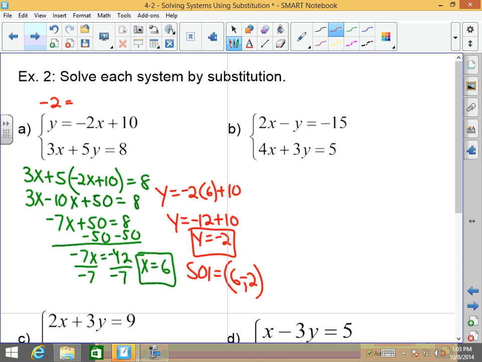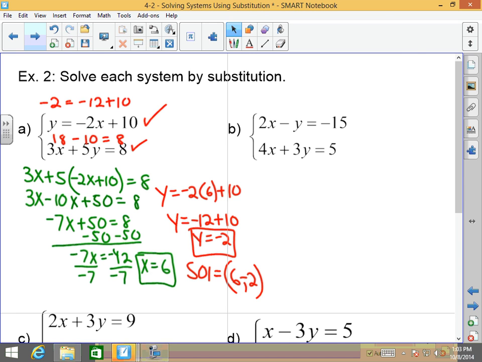Negative 2 equals negative 12 plus 10. Does that equal itself? Negative 2 equals negative 2, right? Because negative 12 plus 10 is negative 2. So that works. Let's see if it works in the second one. Does 18 minus 10 equal 8? Yes, it works. So we're good. Does that make sense, gentlemen? Okay, let's move on then.